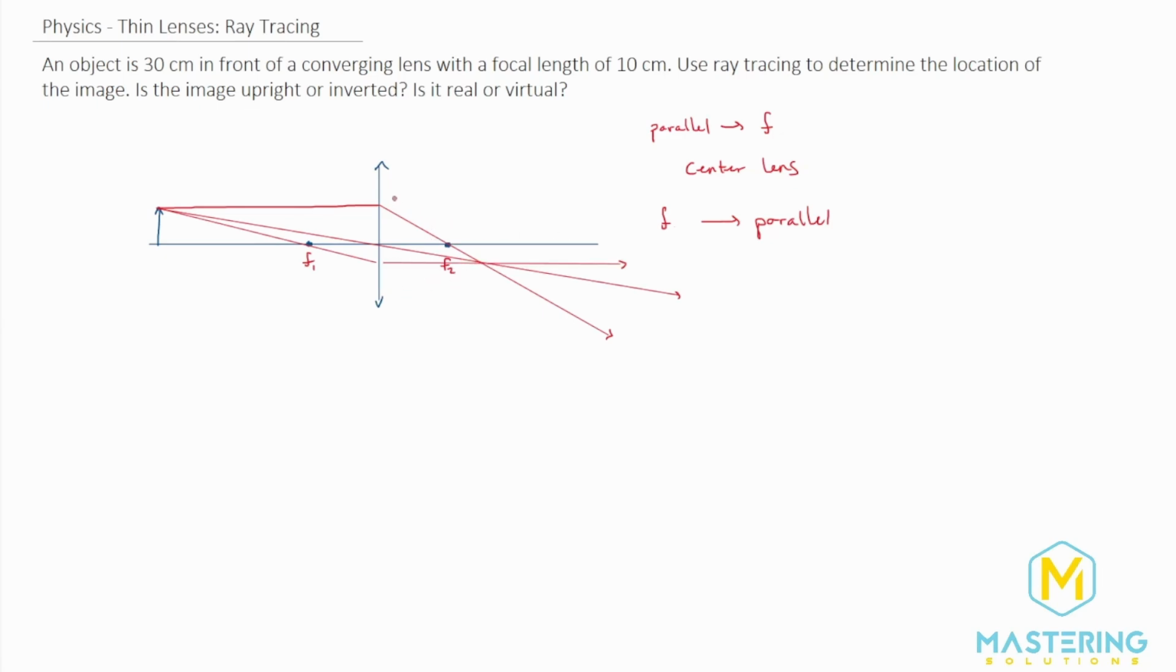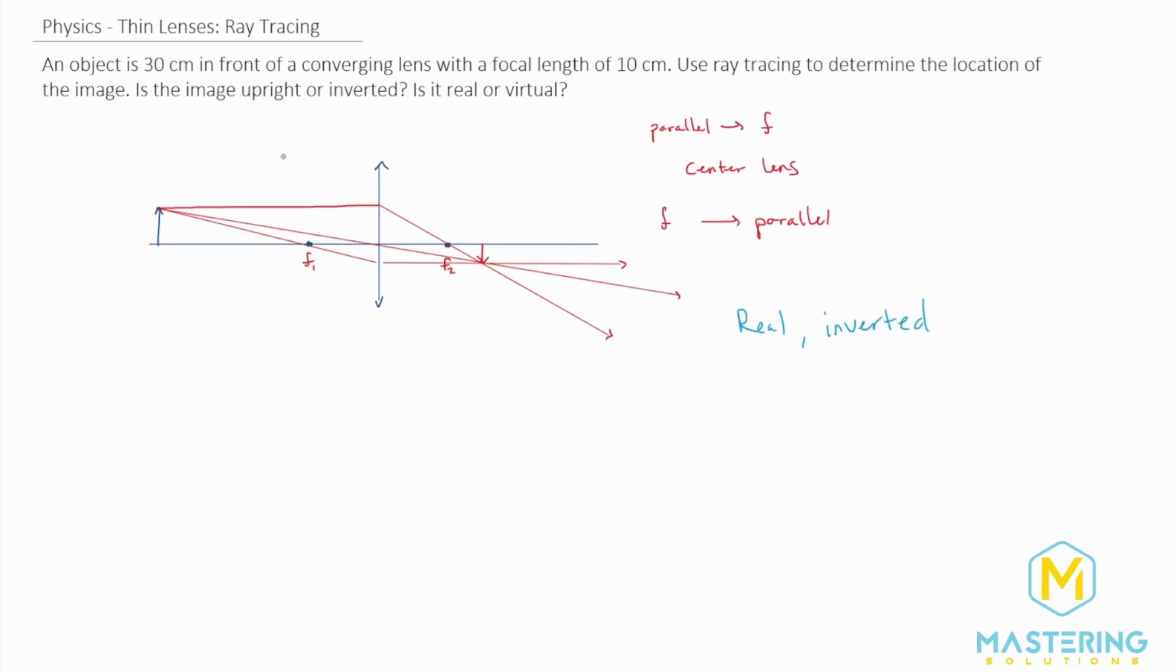So you can see where the rays converge is outside of the focal point right here. And since it's a converging lens, we will have a real image. So it'll be real and it will be inverted. And so this is the ray tracing.